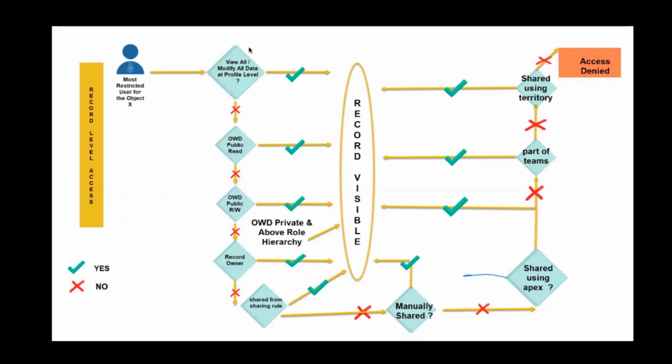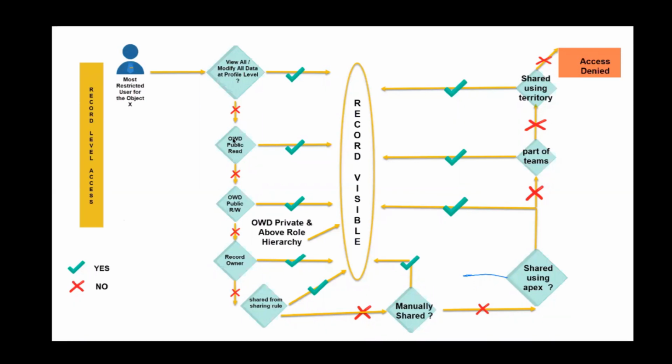Again, if this is not the case, it will check if the OWD for the object is public read only. If that is enabled, let the user access the record, because the user is authorized to access, and we don't want to make any kind of warnings to the user.